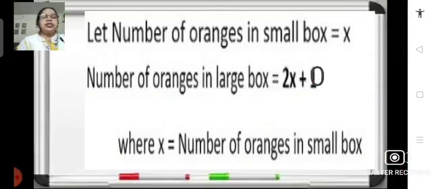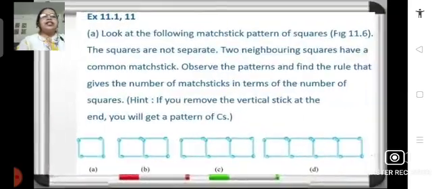Children, please note down this problem and all the other problems also. You should be very attentive and carefully note down in your notebooks. Now let's move on to the next problem. Problem number 11, exercise 11.1.